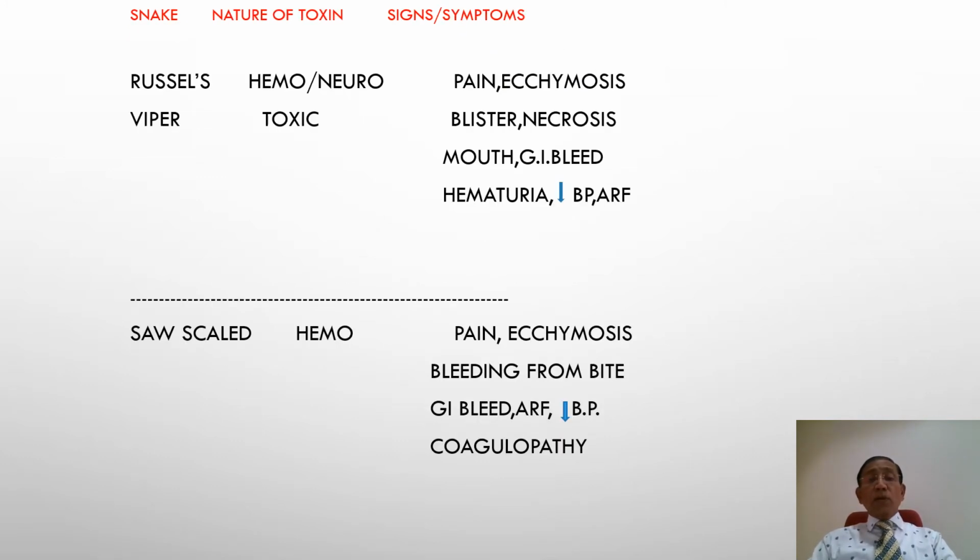Russell's viper is usually either hemotoxic or neurotoxic, or a mixture of both. They present with generalized pain at the site, and then ecchymosis, blisters, necrosis, GI bleed or bleeding in the mouth, hematuria, hypotension, and even acute renal failure. Saw-scaled viper usually presents with pain, ecchymosis, bleeding, and is hemotoxic. So on an average, it is said that cobra and krait are usually neurotoxic, while saw-scaled viper and Russell's viper are usually hemotoxic.